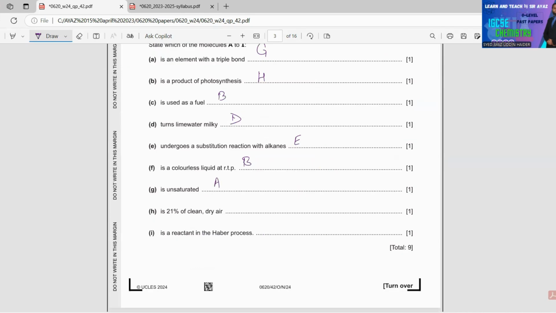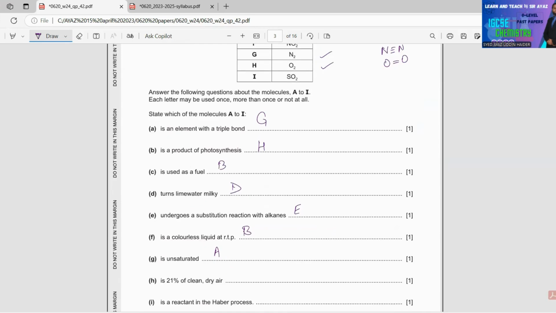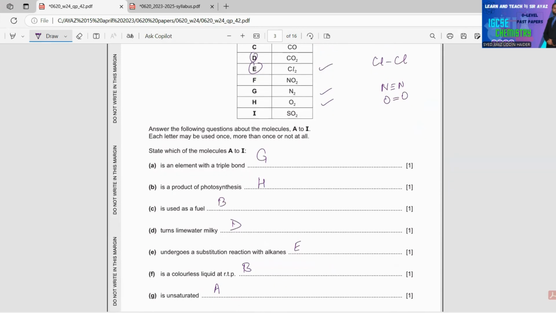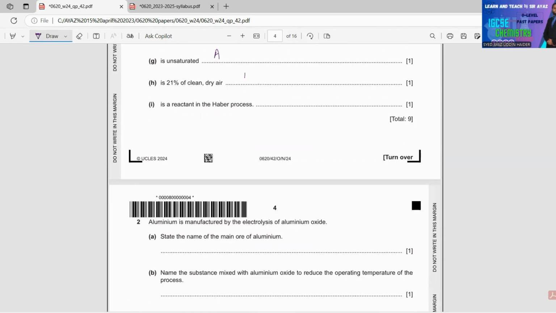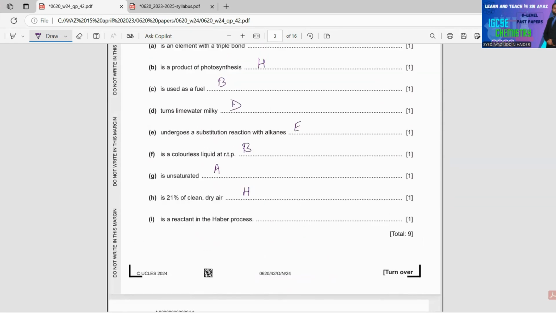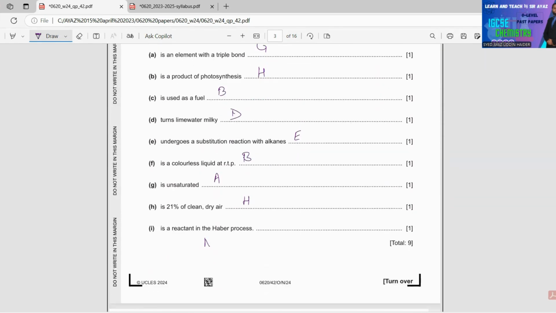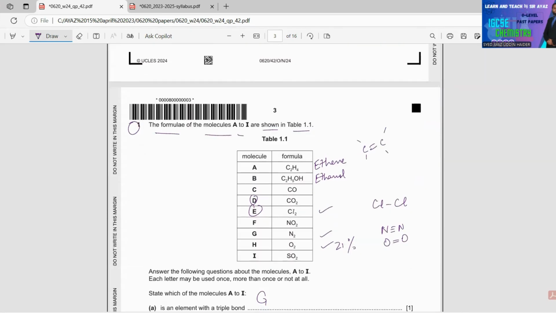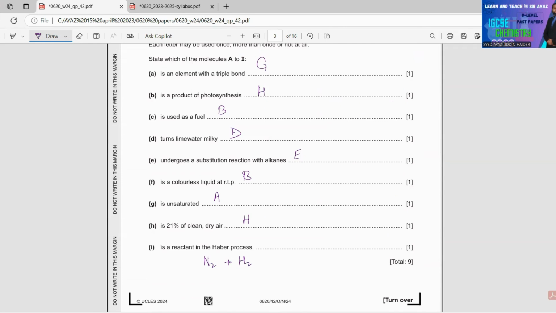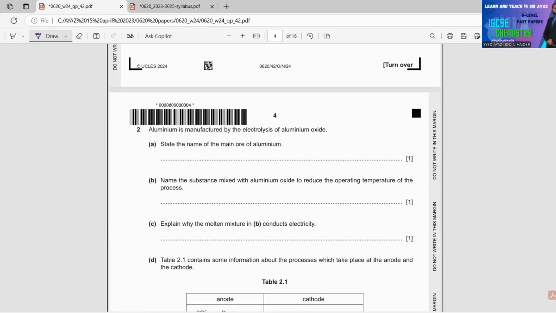H is 21% of clean dry air. You know that oxygen is present in 21% of clean dry air. So H must be the right answer for this one. I is a reactant in the Haber process. In the Haber process, we have nitrogen and hydrogen as reactants. So we have nitrogen here. So G must be the right answer for this part. Moving to the next question, which is question number 2.